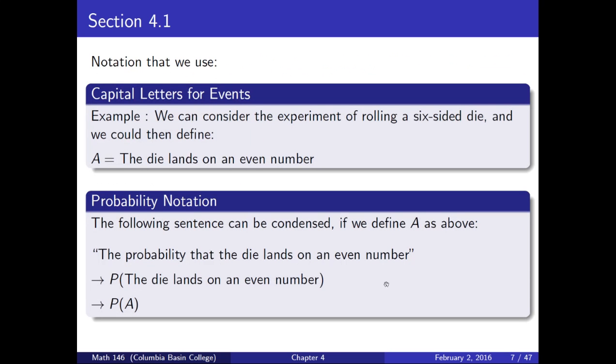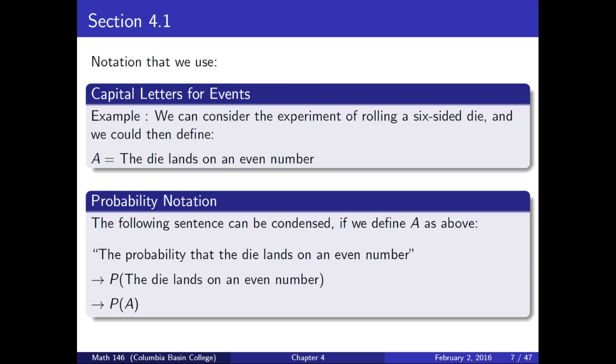Some of the notation we use, we just try to shorthand this so we don't have to write as much. We typically denote events with capital letters. So for the experiment of rolling the six-sided die, we could define the event A to be that the die lands on an even number. Then I'm going to use that capital A in place of writing out "die lands on an even number" over and over.